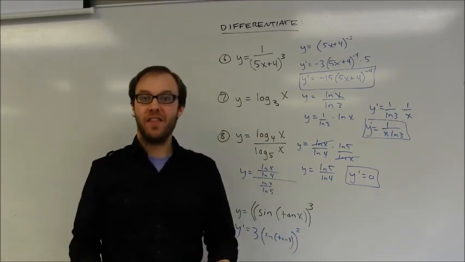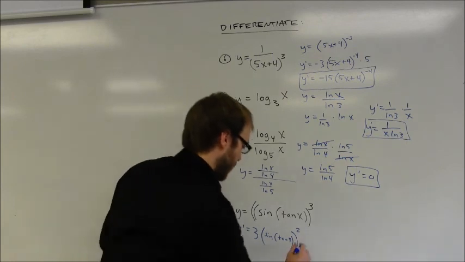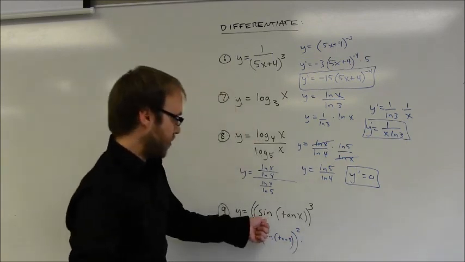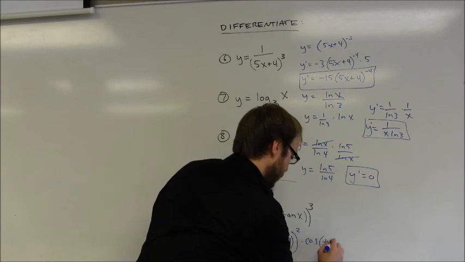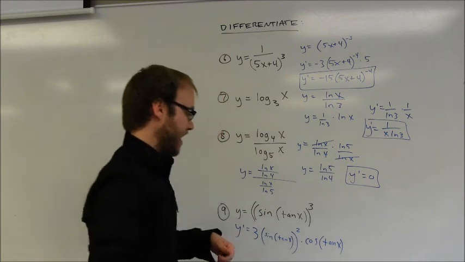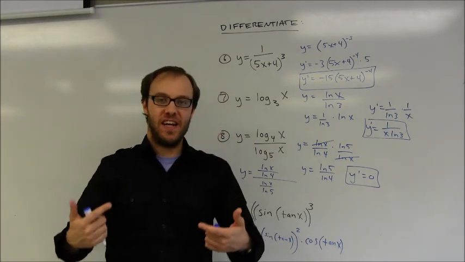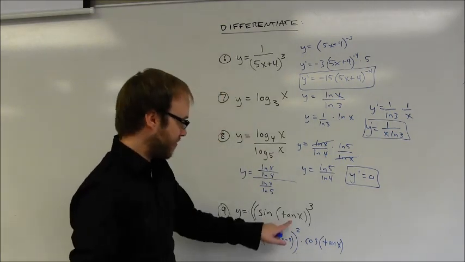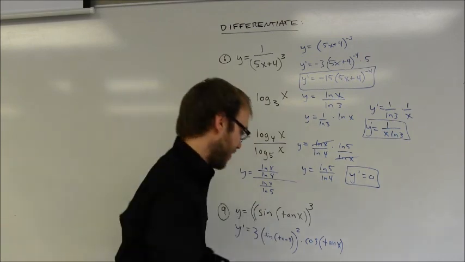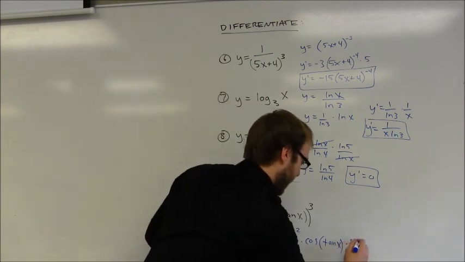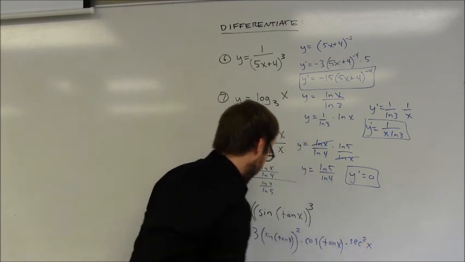Now I multiply by the derivative of the inside function. The derivative of that inside function, derivative of sine, is going to be cosine of the same thing. So cosine of tangent of x, strange as that looks. And now I have another inside function. This time I have an inside function of tangent x. The derivative of tangent x is secant squared of x. So I have to multiply by secant squared of x.